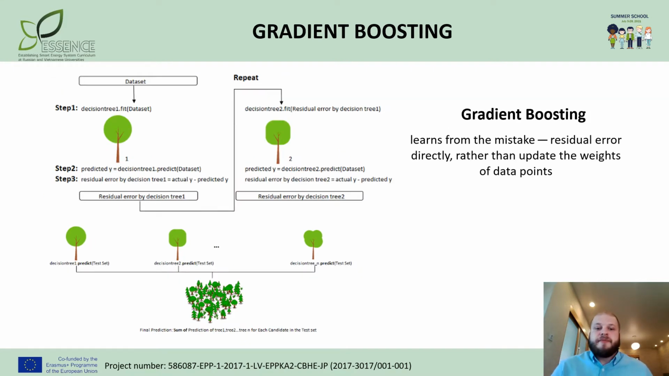Gradient boosting is a machine learning technique for regression, classification, and other tasks, which produces a prediction model in the form of an ensemble of weak prediction models. Typically, it is used with decision trees. When a decision tree is the weak learner, the resulting algorithm is called gradient boosted trees, which usually outperforms random forest. Gradient boosting has three main components.